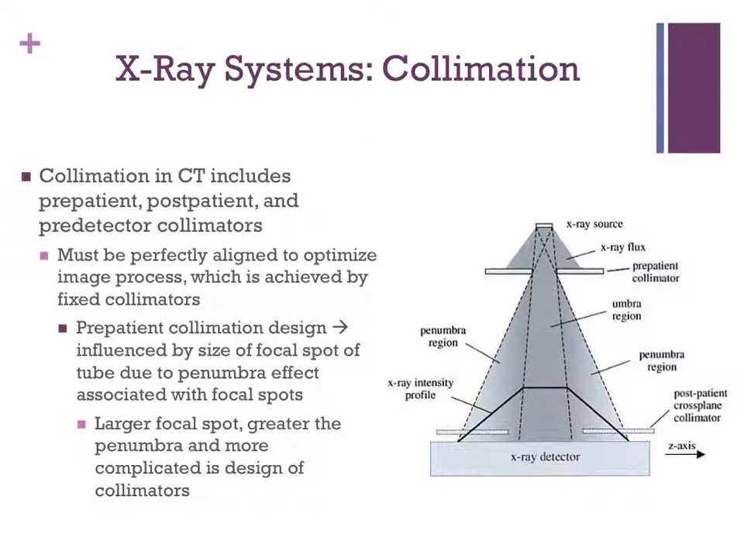Collimation is extremely important in CT because it affects patient dose and the image quality. Collimation in CT includes pre-patient, post-patient, and pre-detector collimators. They must be perfectly aligned to optimize the image process, which is achieved by fixed collimators. The pre-patient collimator design is influenced by the size of the focal spot of the tube, due to the penumbra effect associated with the focal spots. So the larger the focal spot, the greater the penumbra, and the more complicated is the design of the detectors.